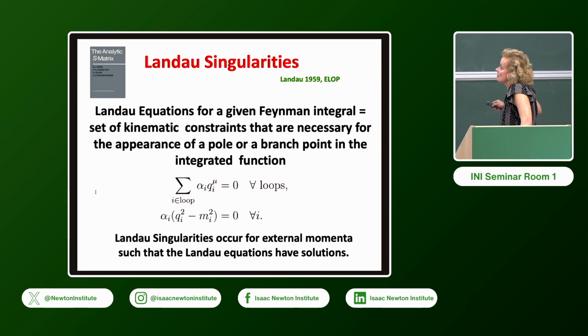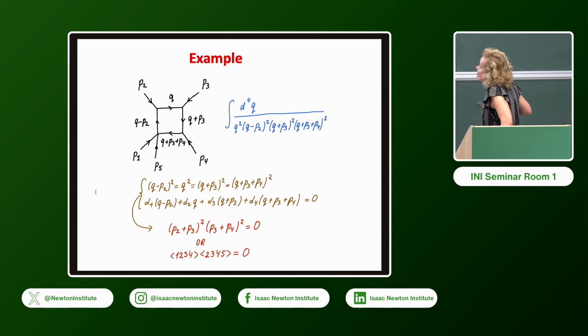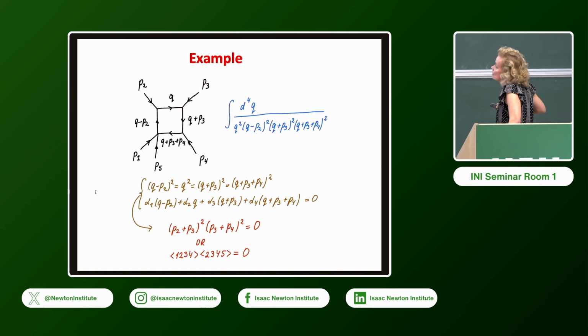So okay, these are the equations. So maybe I'll have an example on the next slide. So if you have an integral like that, Landau equations are that those internal propagators satisfy this condition, and then you have something like a Kirchhoff condition. So the alphas are the Feynman parameters, and so given an integral, there is this set of equations called Landau equations, and singularities occur when the equations have solutions.